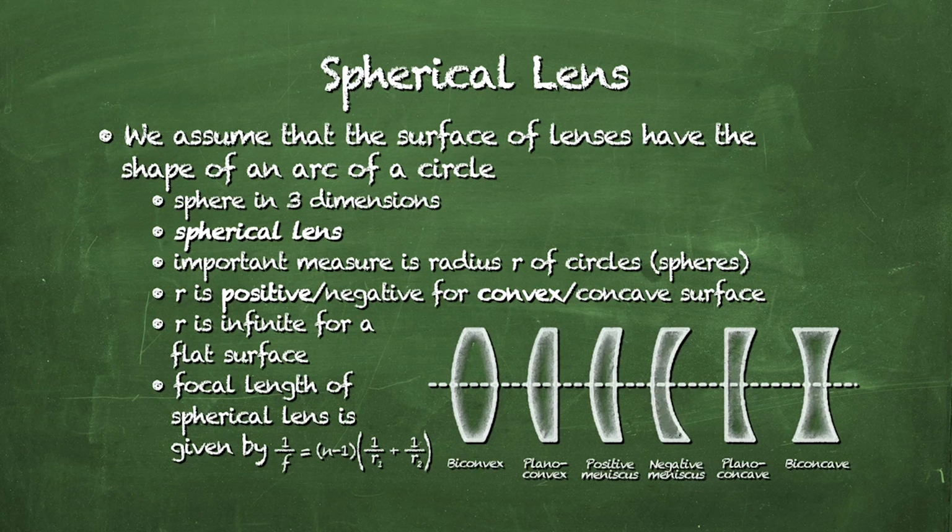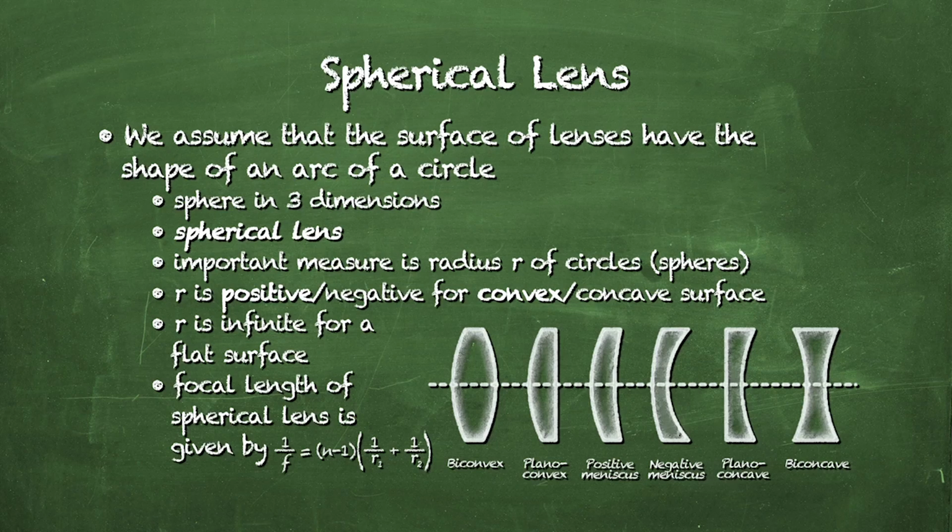The fifth lens is a plano-concave lens. It is flat on one side and concave on the other. And then finally, we have a biconcave lens. So both sides would have radii of curvature that are negative.